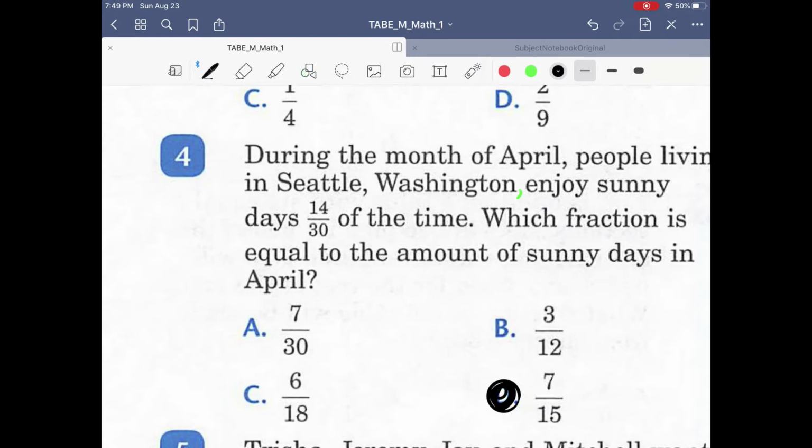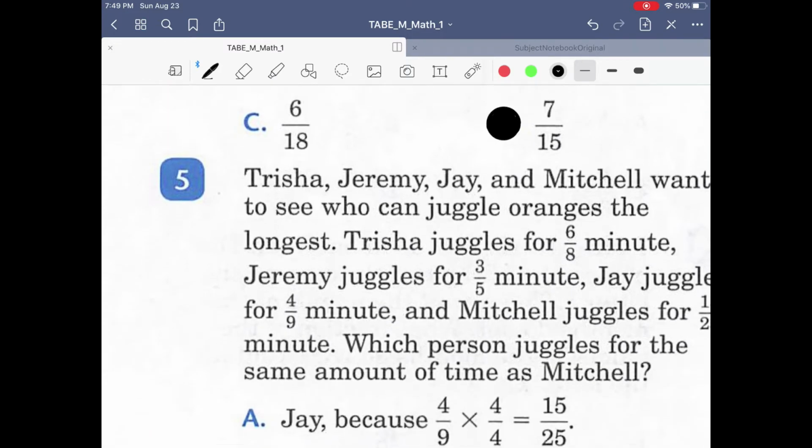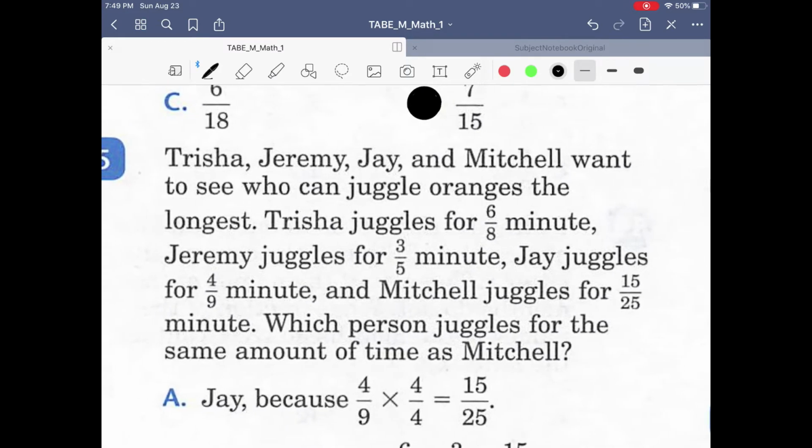Knowing your multiplication tables will help you tremendously on these. And during study time, you're welcome to use a multiplication chart. You just cannot use that on your test.